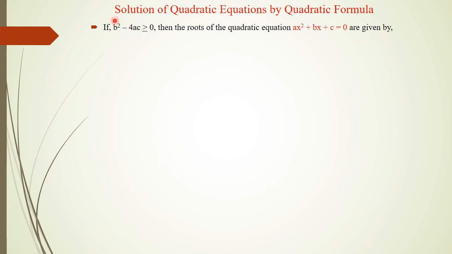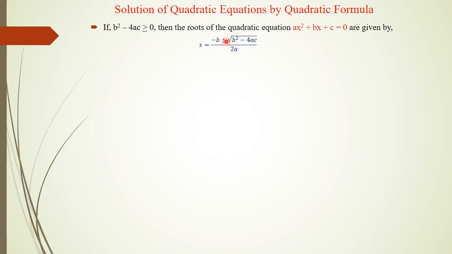When I consider this form, that is b square minus 4ac, for a given quadratic equation of this standard form, if it is greater than or equal to 0, then I can get solution of quadratic equation applying quadratic formula. That quadratic formula is given by x equal to minus b plus or minus square root of b square minus 4ac divided by 2a. Now you might have a question, why this greater than or equal to 0?